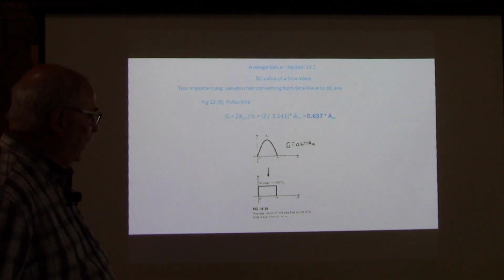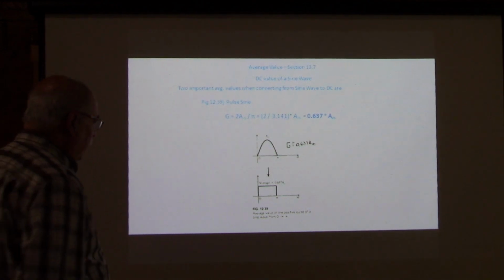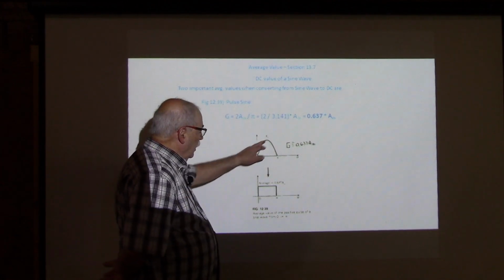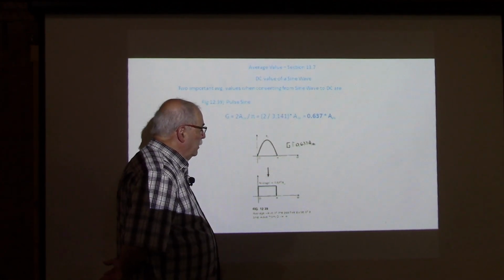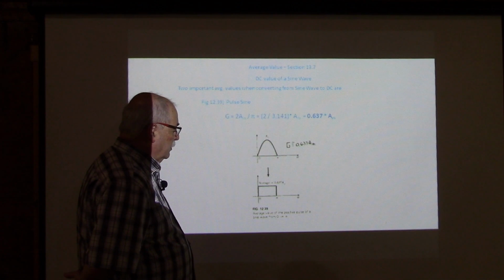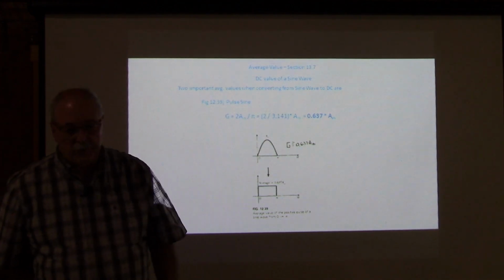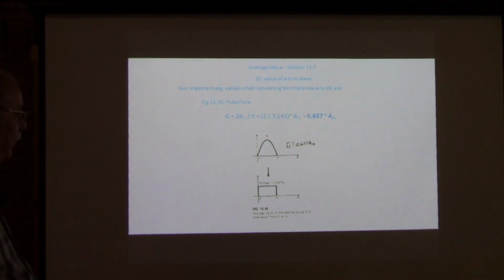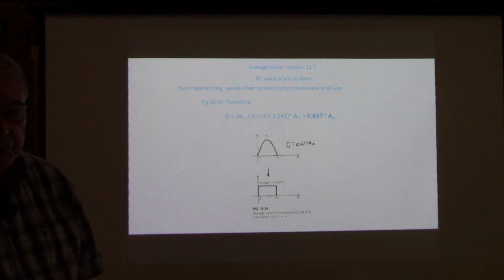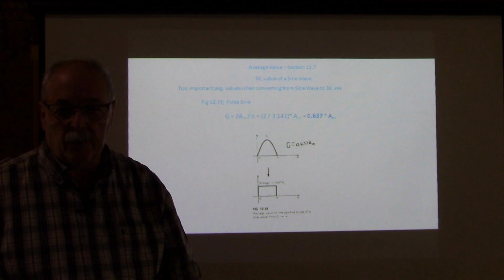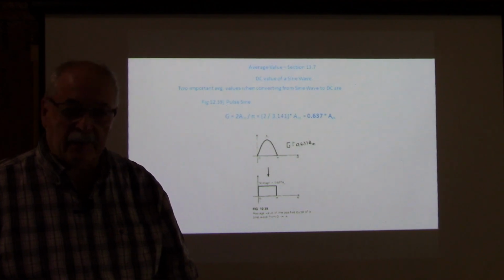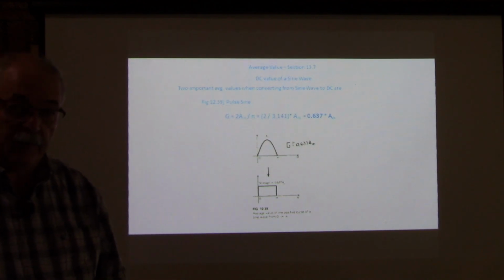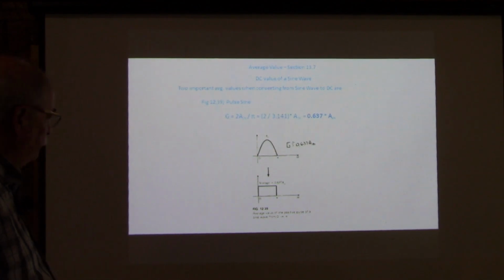So if I was to take a DC meter and I have this signal coming out, and somehow I can measure it, it would read 0.637 times peak. So if I had 10 volts peak, it would read 6.37 volts. This is very important. We'll do some examples in a minute. This is very important when designing power supplies, trying to select the transformer to give you what you're going to need for output of the power supply.